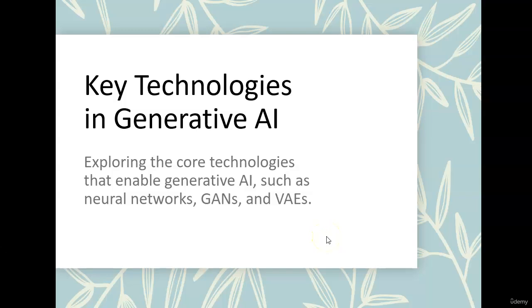Welcome to this lecture of our course, Key Technologies in Generative AI. In this session, we will delve into the key technologies that enable generative AI, such as neural networks, generative adversarial networks (GANs), and variational autoencoders or VAEs. Understanding these technologies is essential to grasp how generative AI models create new content.